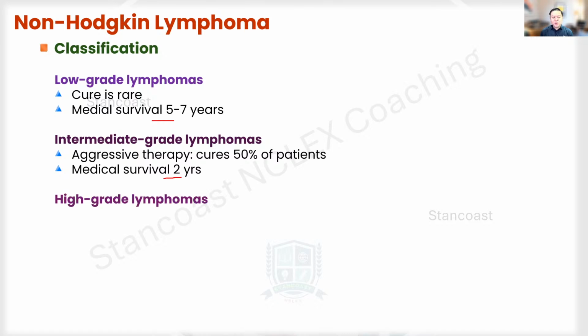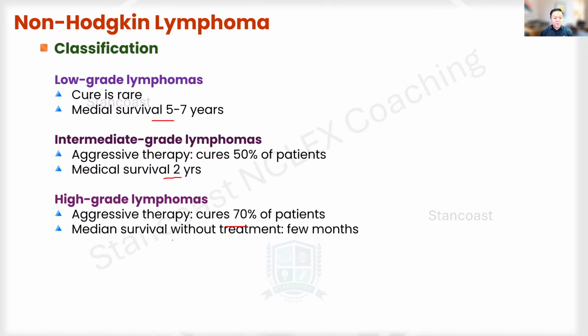And if we're talking about the high-grade lymphomas, this will require much more aggressive chemotherapy and radiation, but it can cure about 70% of patients. However, the median survival for the high-grade lymphomas without treatment is about a few months. And so our patient's lifespan here is very short, all the more without the treatment. Again, we're talking about the high grade.